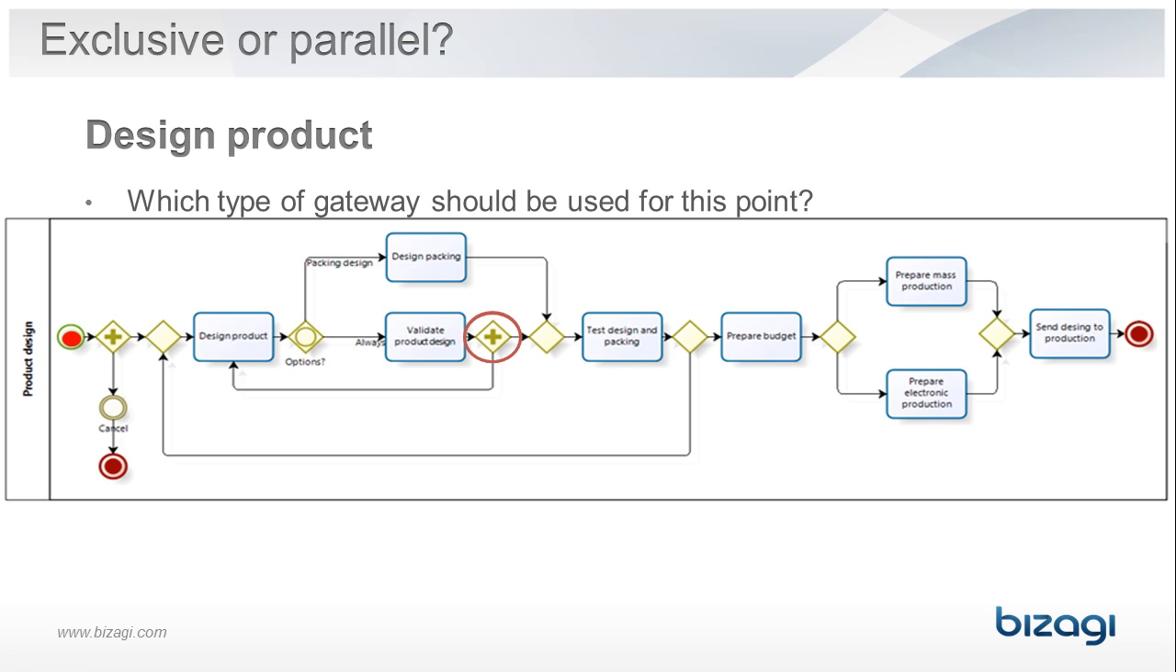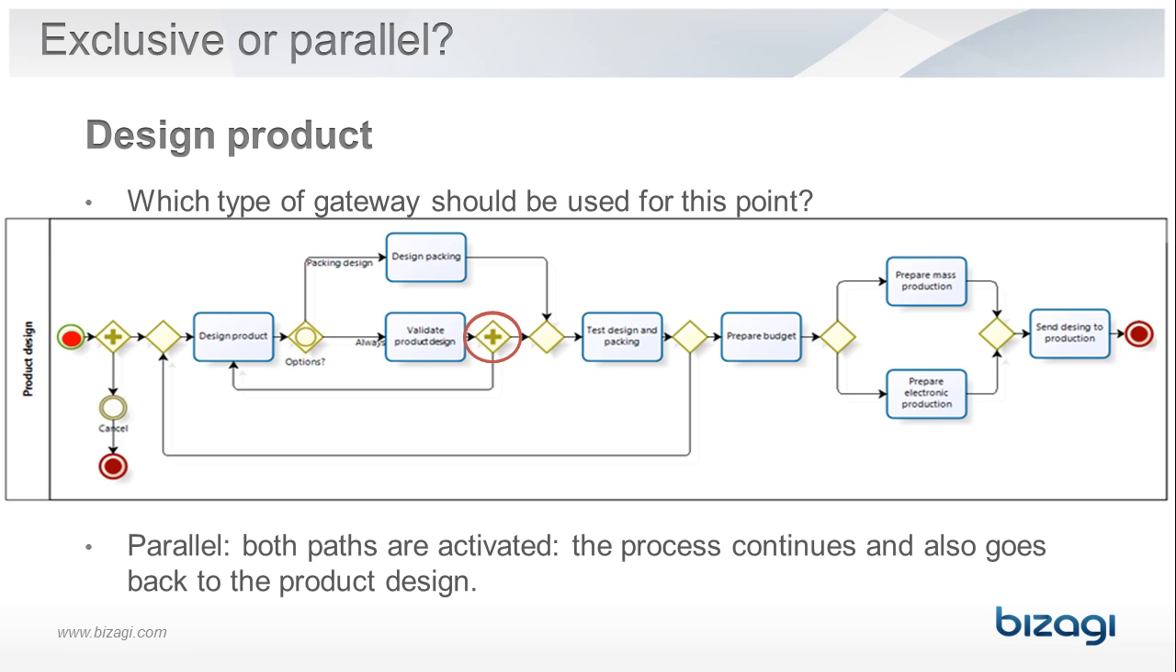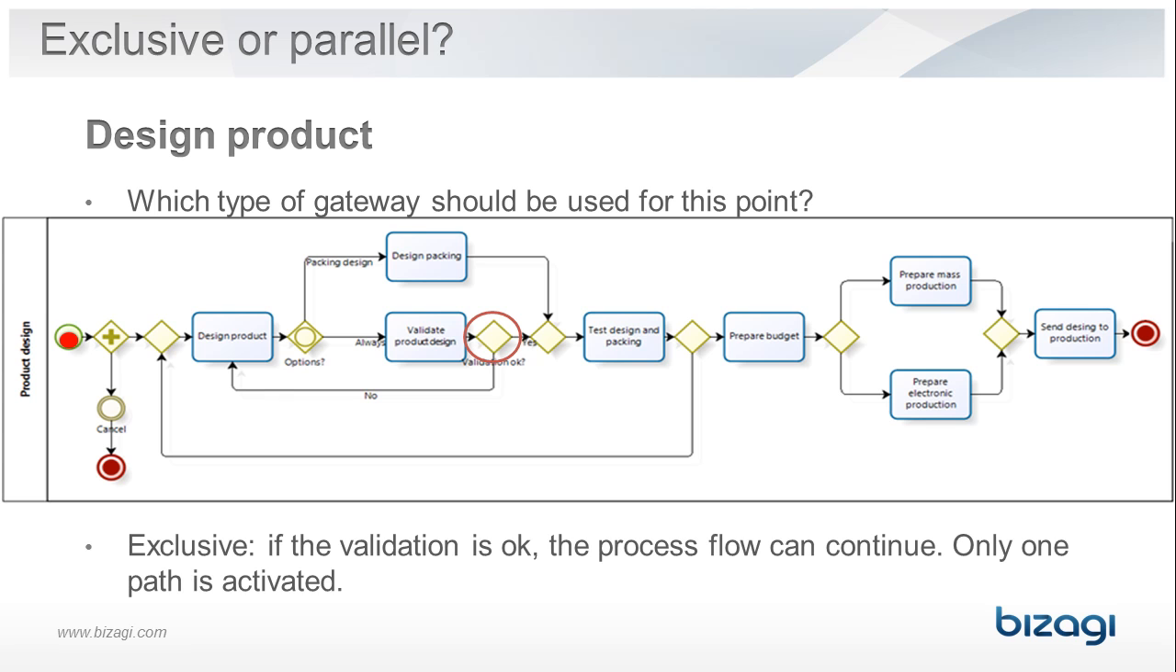The next gateway should represent that if the product design validation is not okay, the product design should be repeated. Additionally, bear in mind that the process cannot continue without this validation. See the simulation. Both paths are activated. The process continues and also goes back to the product design using a parallel gateway. This is not correct, as the process cannot continue if the validation is not okay. If the validation is okay, the process flow can continue. Only one path is activated with an exclusive gateway. This is the appropriate gateway.